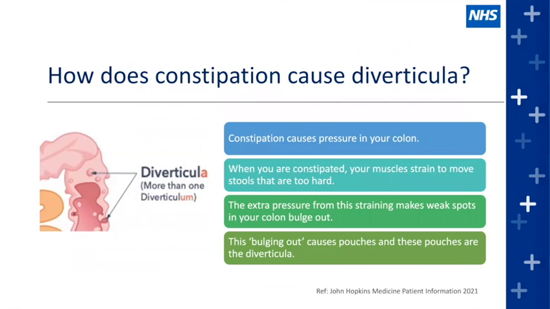So how does constipation cause diverticular? Well, I think there's a bit of controversy about how much constipation is involved with causing diverticular, but looking at the Johns Hopkins Medicine website for their patient information, one of their explanations is that when you've got constipation, you may be straining to move your hard stools through, and that extra straining pressure might pressurize any weak spots in the colon and cause them to bulge out, and those bulges cause the pouches, which are the diverticular.